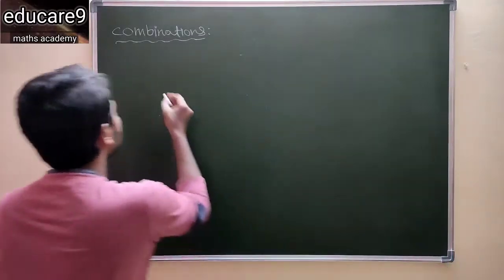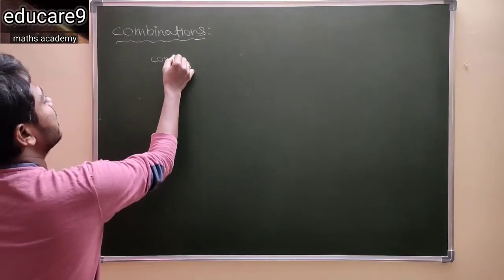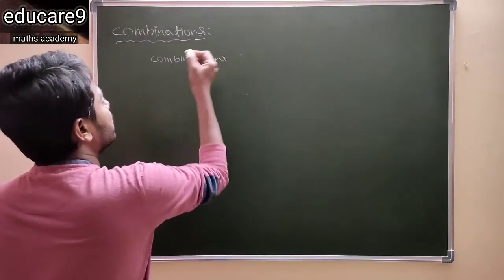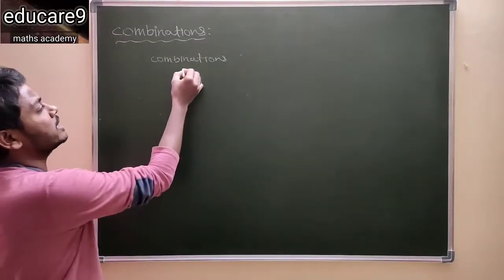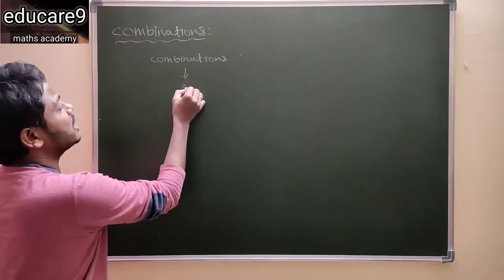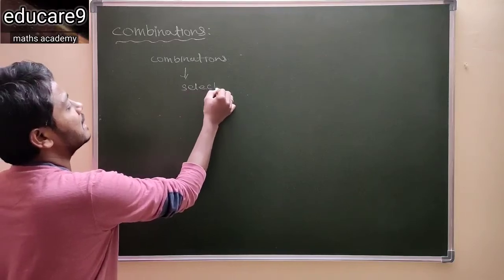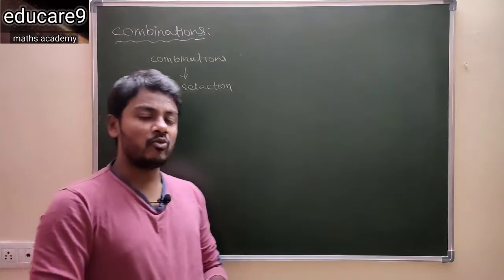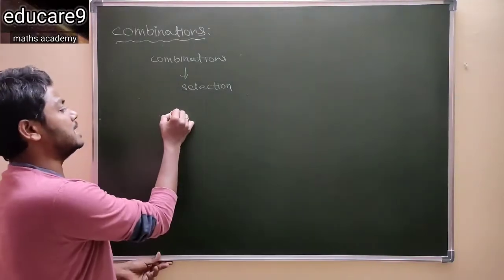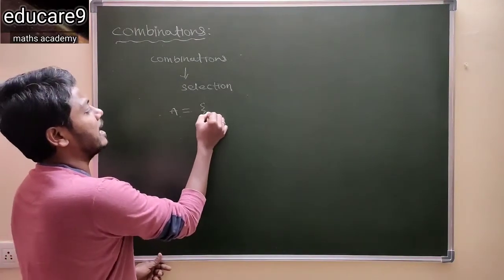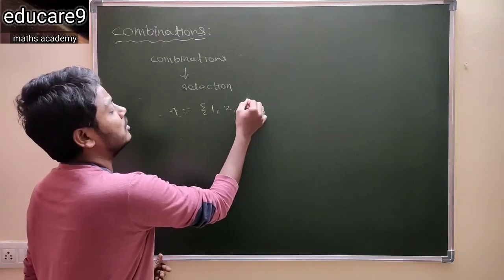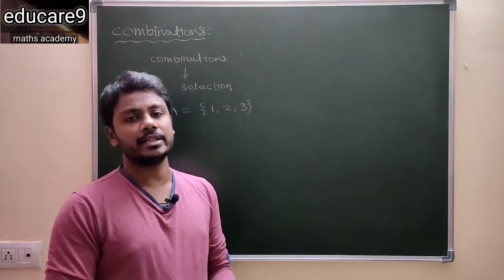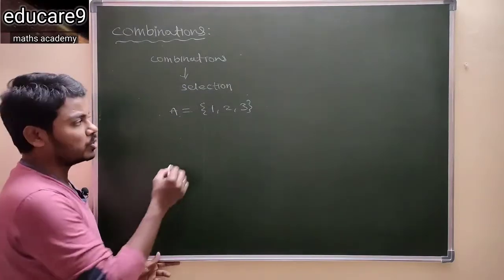Combination simply involves only one step, that is selection. For example, A is any set, it has the elements 1, 2, 3. Here you need to select 2 digits at a time. So what are the possibilities?